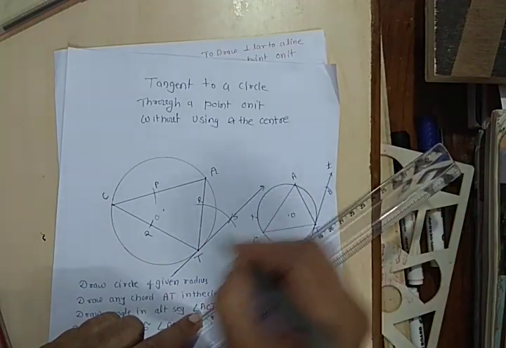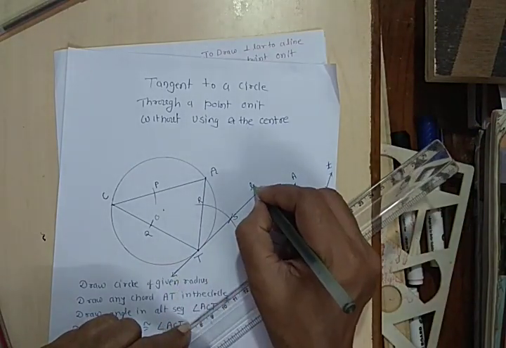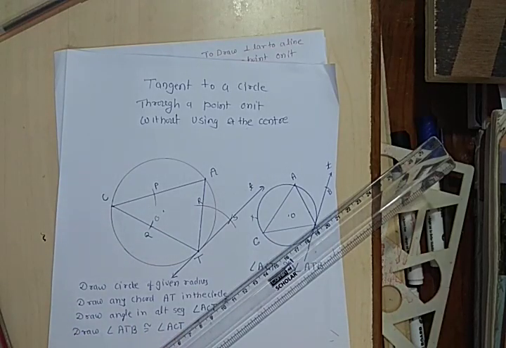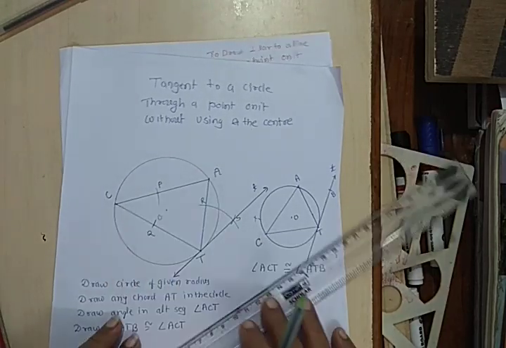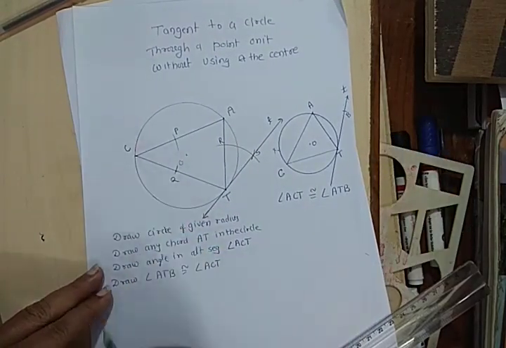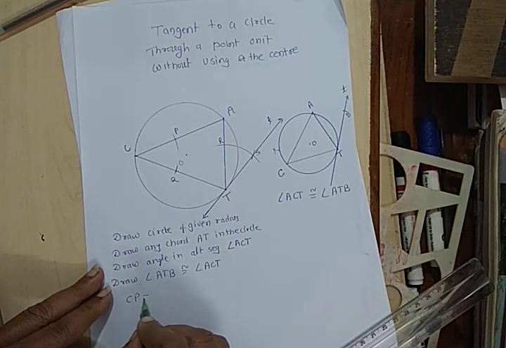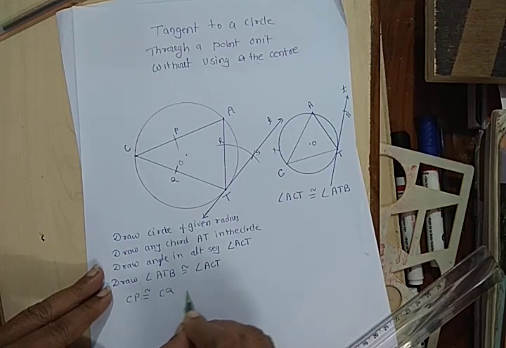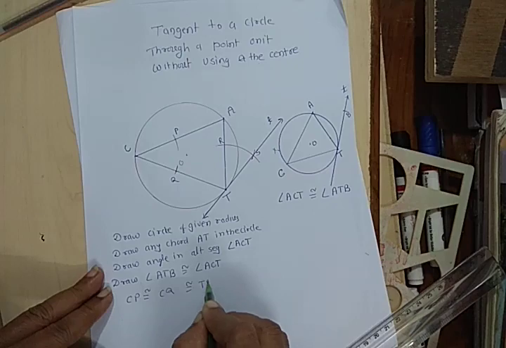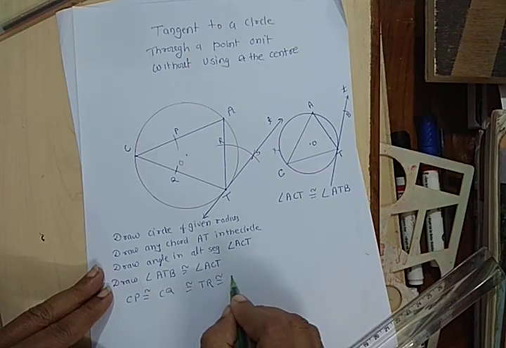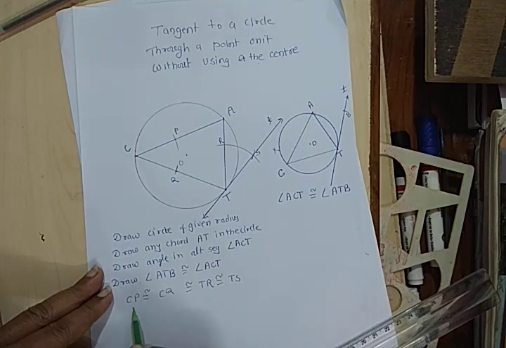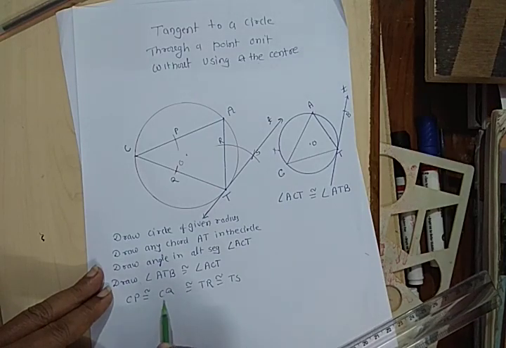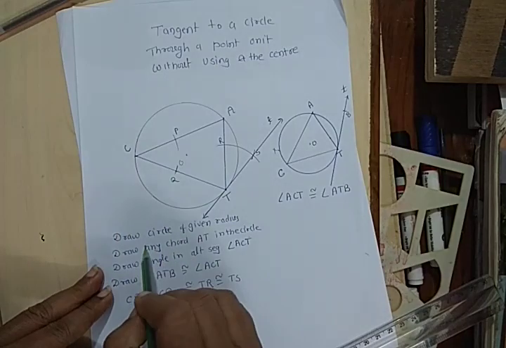This is our tangent. Did you understand how to draw? Once again, I repeat. Here you can see, I am going to write here. You can see CP congruent to CQ, congruent to TR, congruent to TS. These all four sides are congruent. Okay? That is CP is congruent to CQ because I have marked equal arcs.